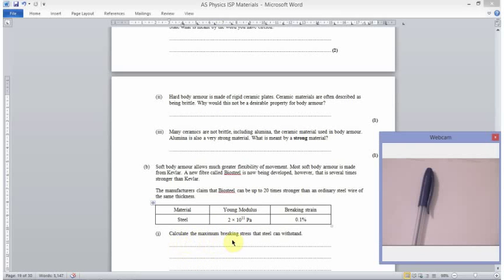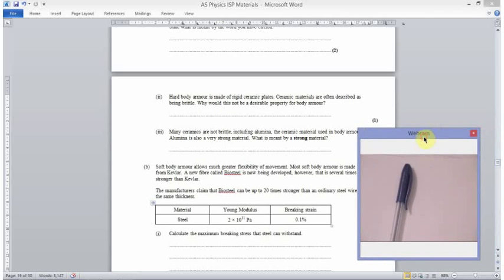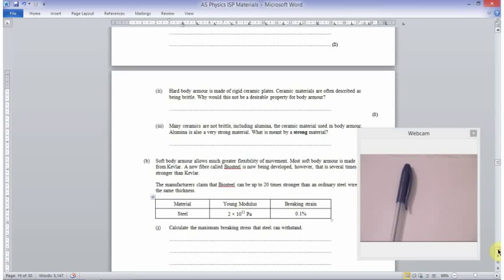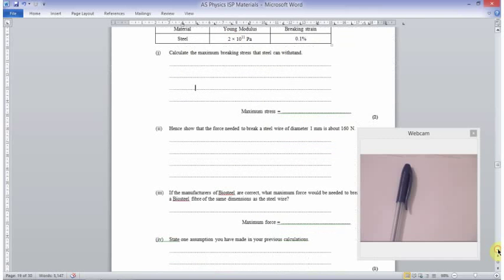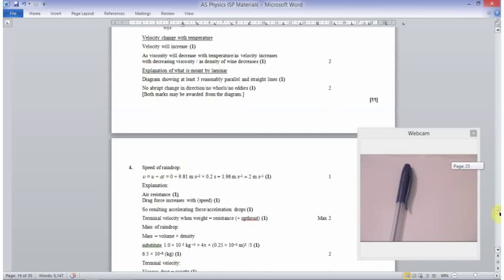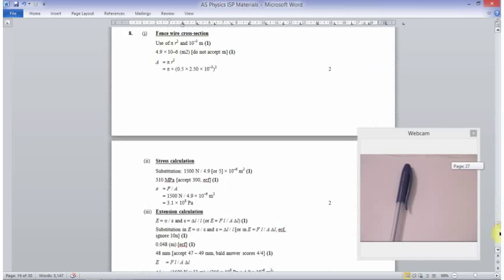Calculate the maximum breaking stress that steel can withstand. So if it's 20 times as strong, the force it can withstand is going to be 20 times as much. That's the idea. So let's see how they're asking us to use this information to calculate what they want us to calculate.